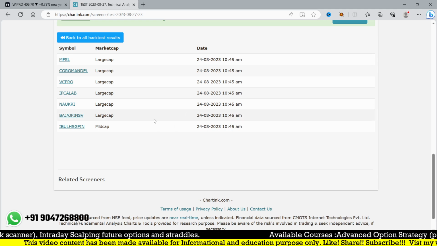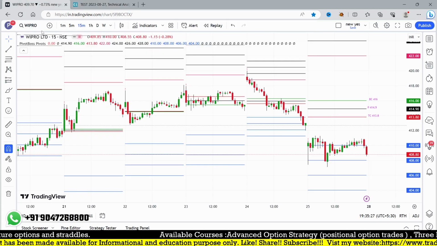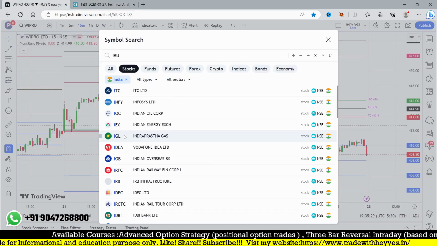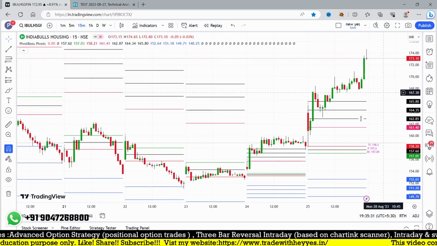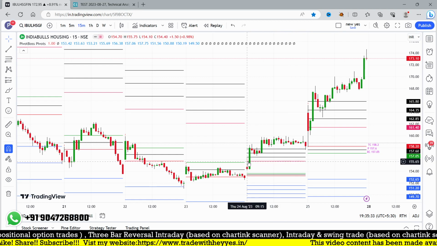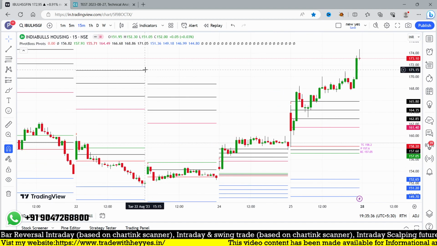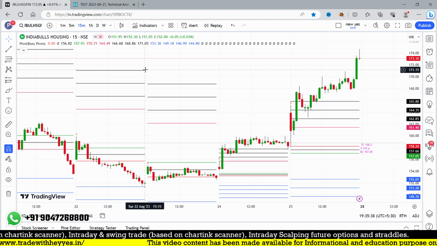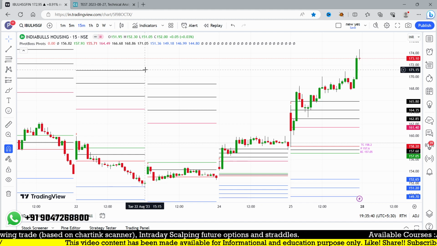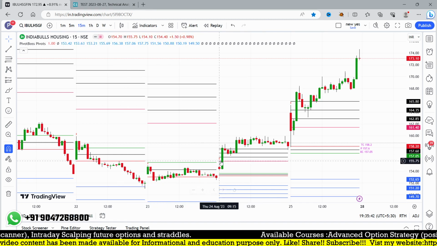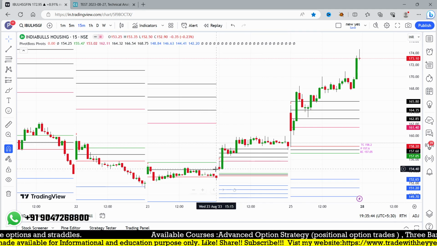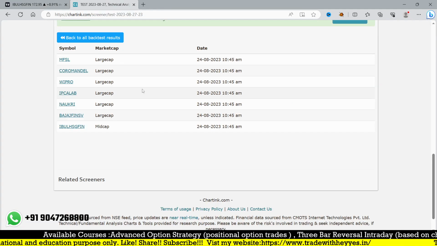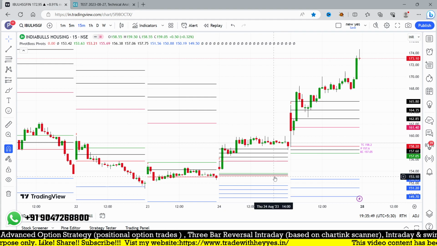Sorry, MFSL, Ibul, Nakuri. So let me check Ibul first of all. 24th. Here it's showing you some. I think in TradingView, sometimes the data is showing you wrong. Yeah, here it is right, and it opened above, we are mentioning R1, but it is not showing you. We need to check that Bajaj Finserv.